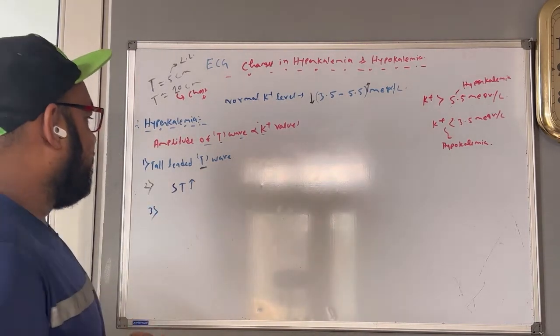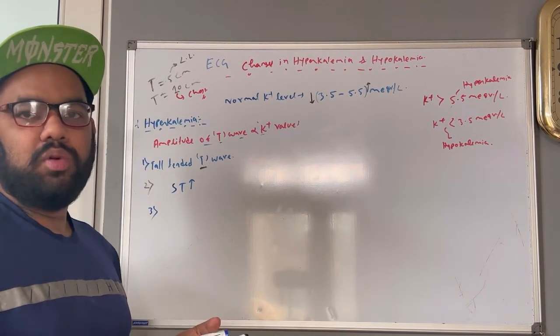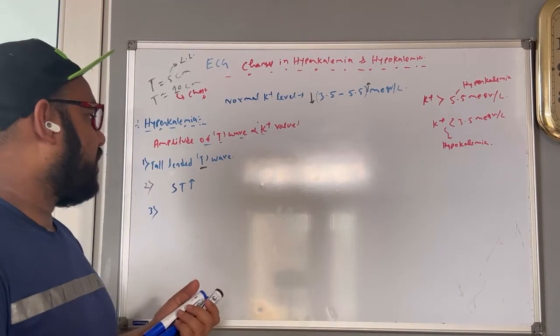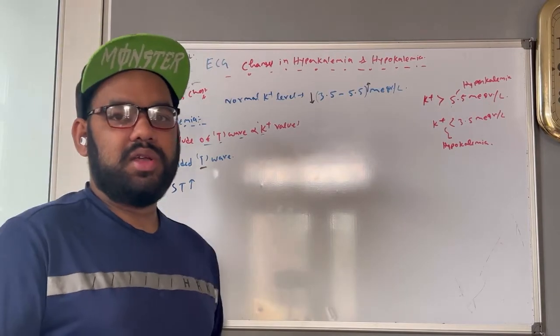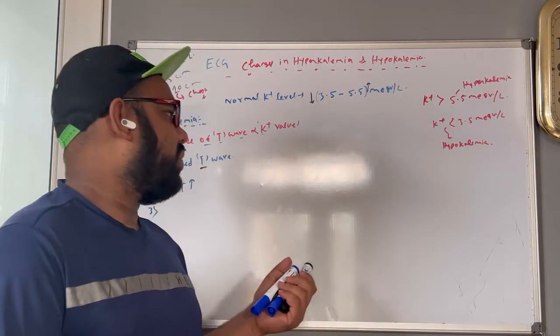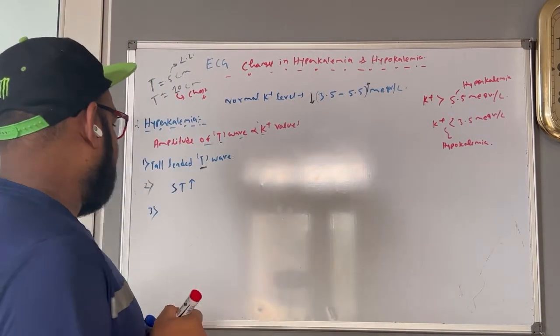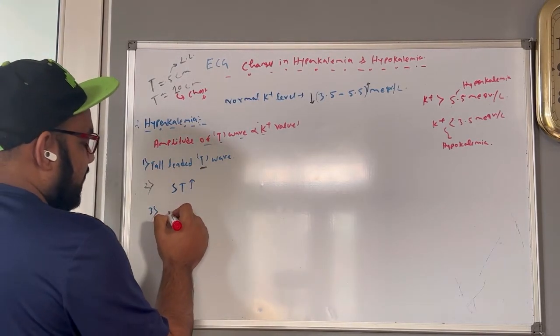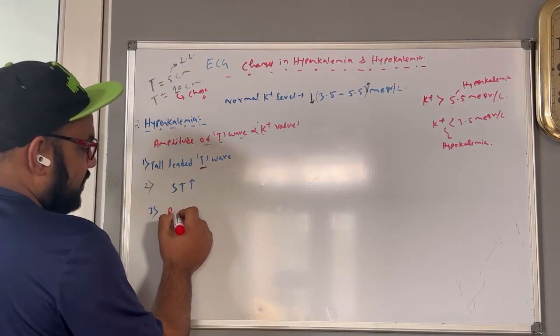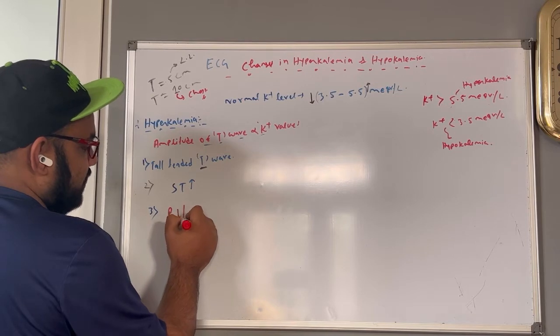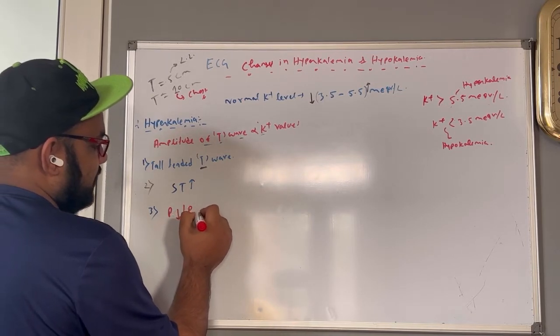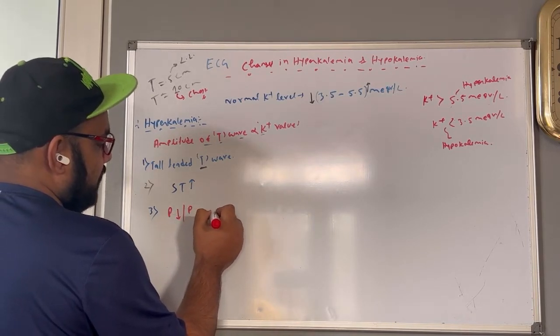A third important thing is over here. Whenever we get more potassium values, what do we know? The potassium is responsible for the repolarizations, so that will overwhelm the depolarizations. That's why in these cases the amplitude of the P wave will be less, or sometimes the P wave is absent. P wave absent.